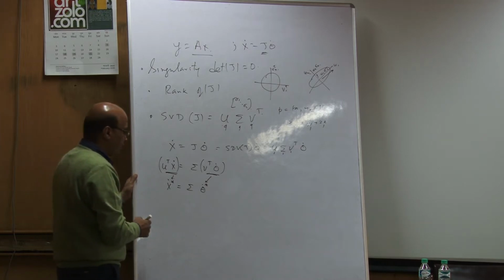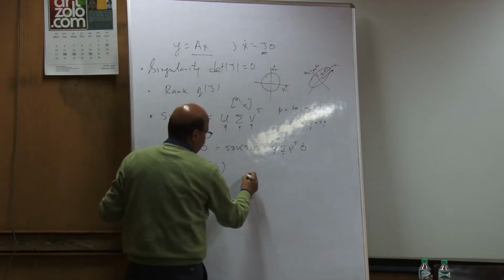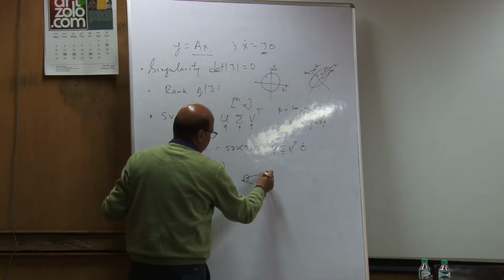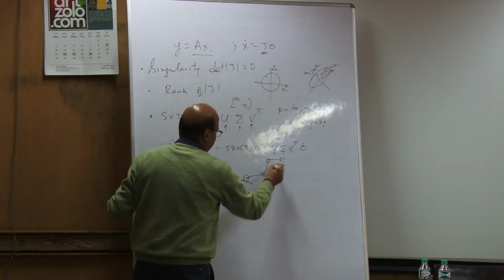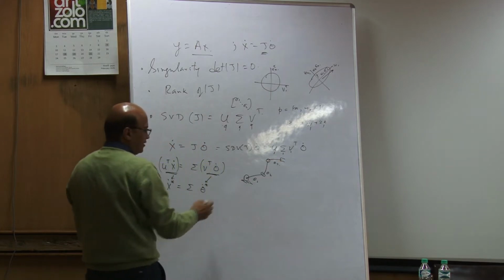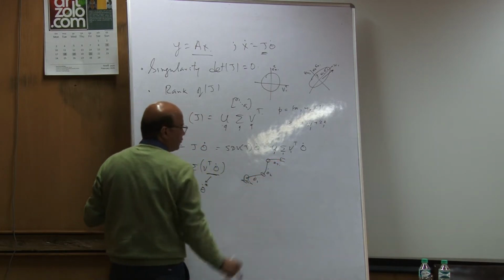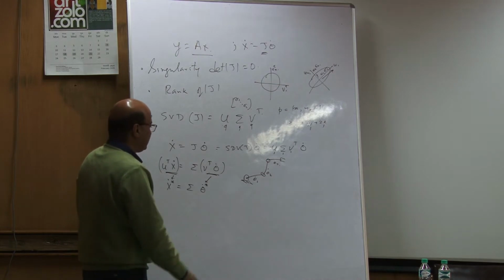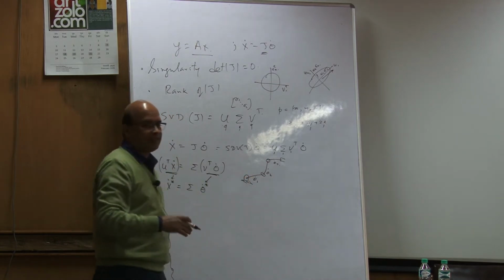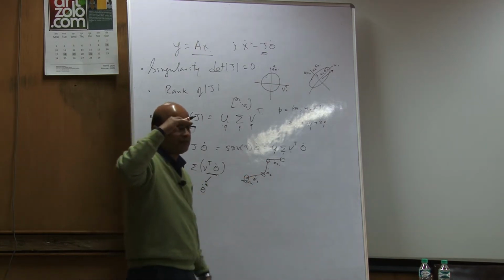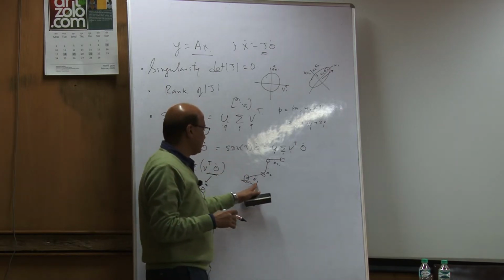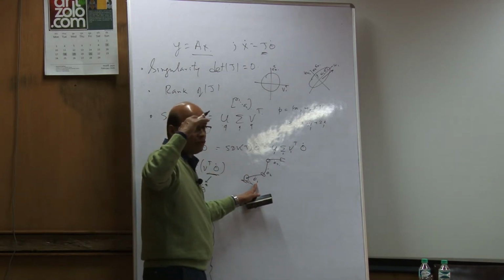So now if I want to find my joint velocities, so these are my joint velocities, theta 1 dot, theta 2 dot, theta 3 dot. Now the joint velocities that we discussed in the morning have an upper bound. They cannot have infinite velocity.